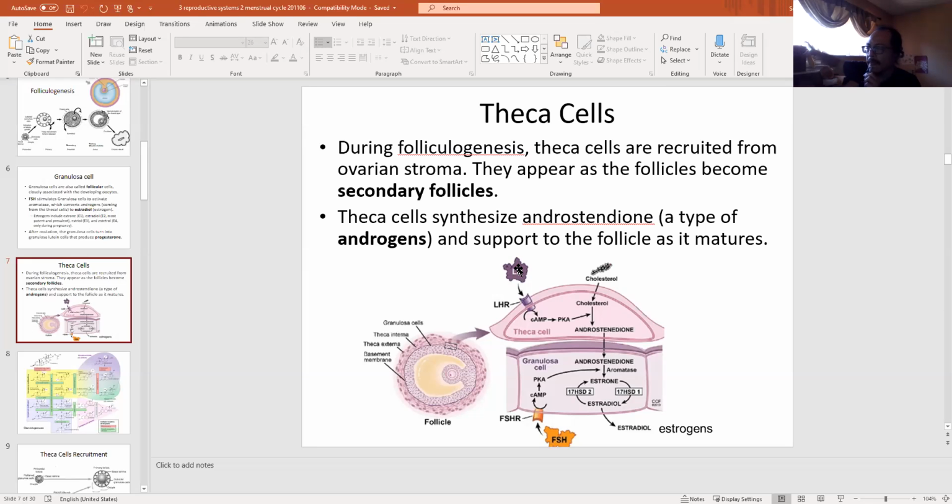Luteinizing hormone acts on the Leydig cells to cause them to produce the testosterone. In the female, luteinizing hormone acts on the theca cells, and the theca cells produce the precursor of this female sex hormone, the androgen. Then androgen will diffuse to the granulosa cells to produce the estrogen.